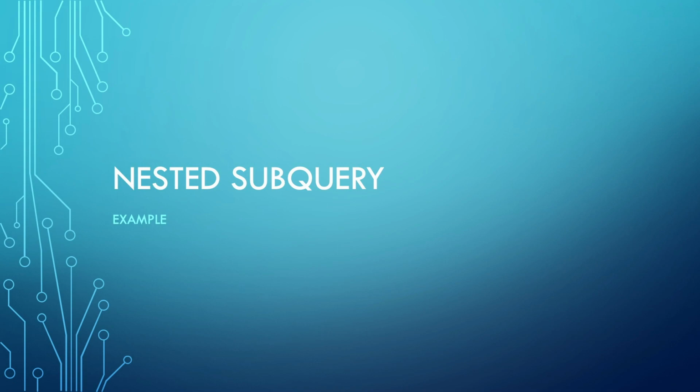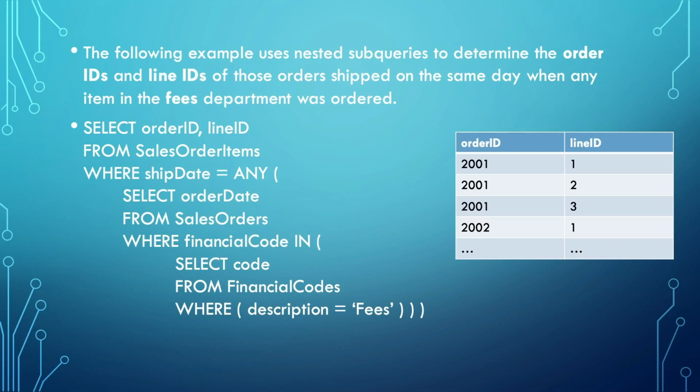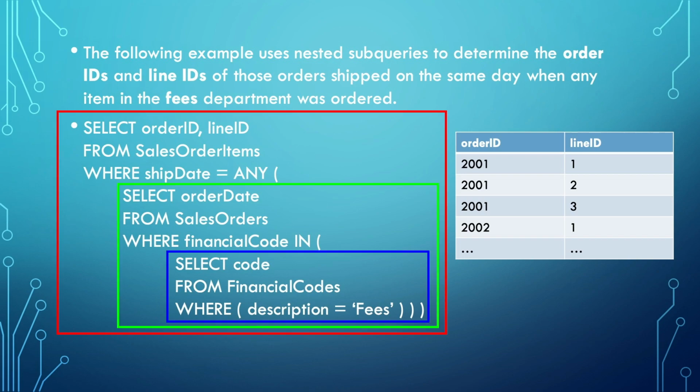Let's take a look at an example of a nested subquery. This subquery is used to determine the order IDs and line IDs of those orders shipped on the same day when any item in the fees department is ordered. Now here's the big nested subquery.